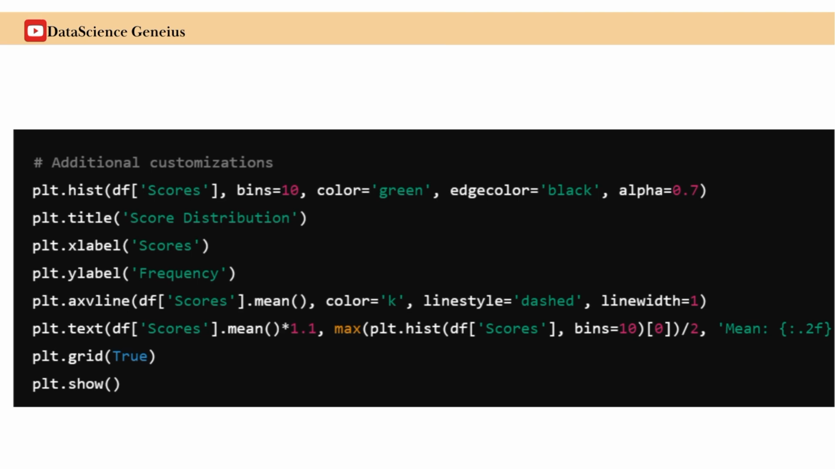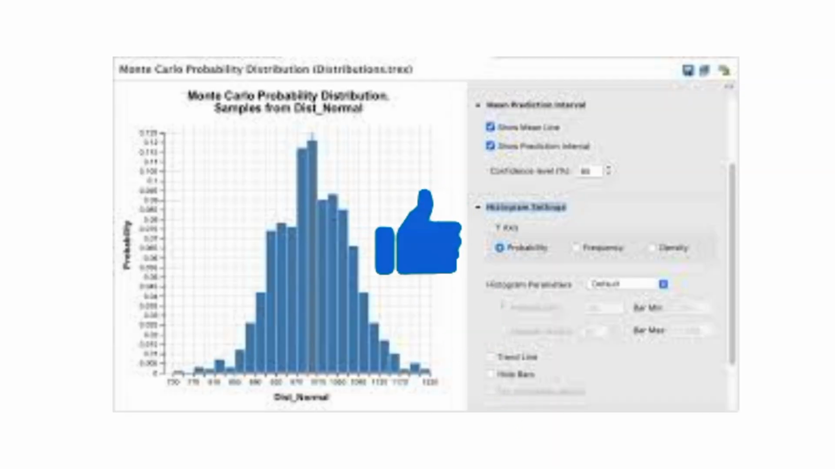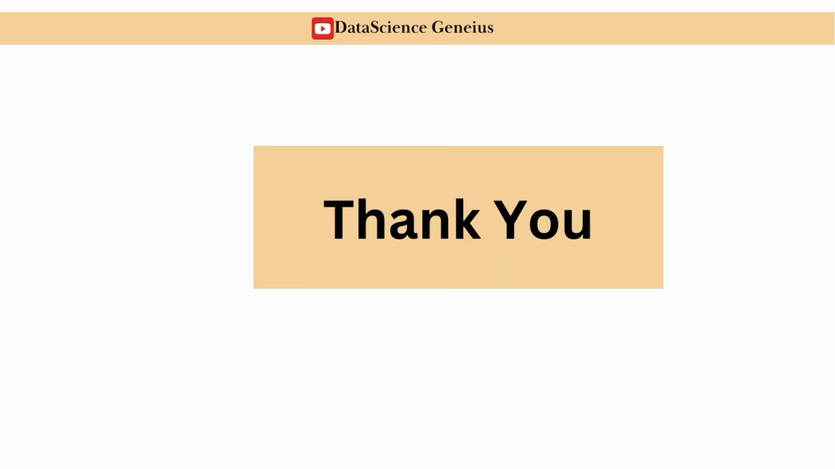Adjust the transparency of the bars using the alpha parameter. Add vertical lines to mark the mean, median, or any other statistic using plt.axvline. By following these steps, you can create a customized histogram in Python to effectively visualize your data distribution.